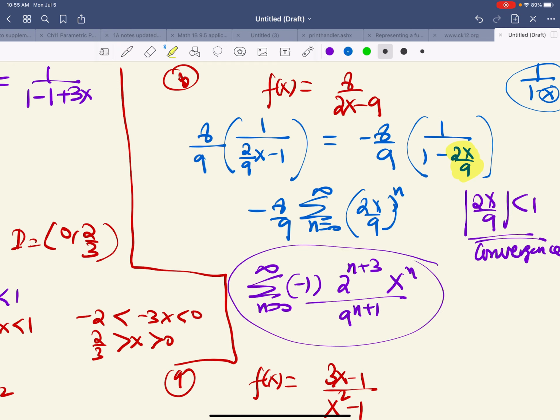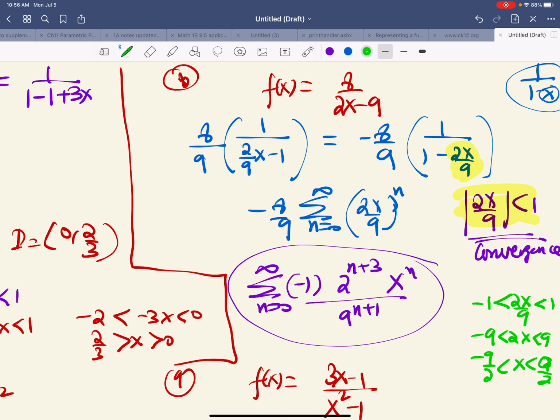And I have convergence only if the absolute value of 2x over 9 is less than 1, which we can solve to get the interval of convergence. We would get -1 less than 2x over 9 less than 1. So -9 less than 2x less than 9. -9 halves less than x less than 9 halves. So this is going to be my interval of convergence, from -9 halves to positive 9 halves.